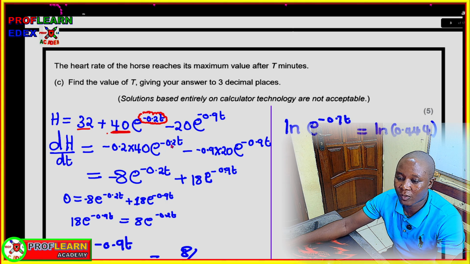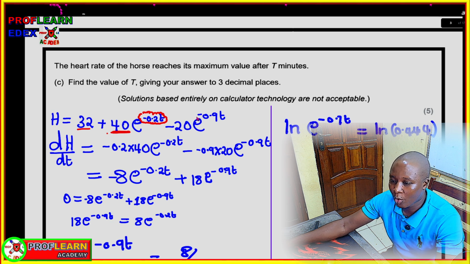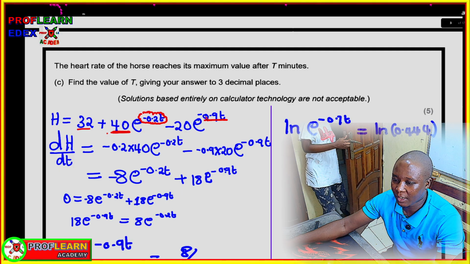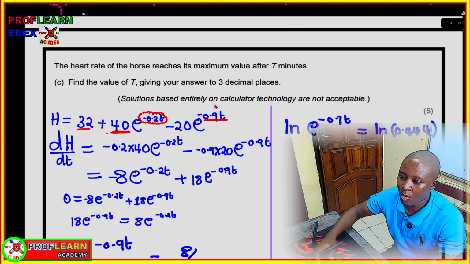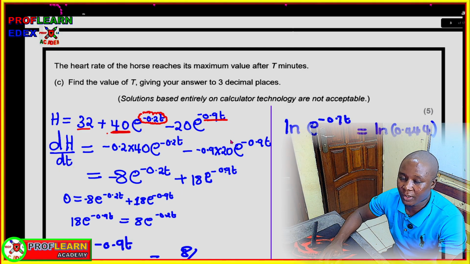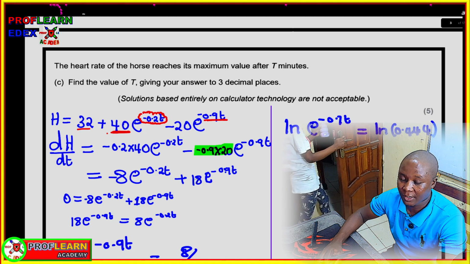e is to negative 0.2t. Don't forget. Then to differentiate the second term, you are also going to look at the power, and differentiating negative 0.9t, you are going to get negative 0.9. So meaning that, again, if you bring it down, you're going to multiply it with the number that was in front of the exponent, and ideally it is going to now become positive 18.